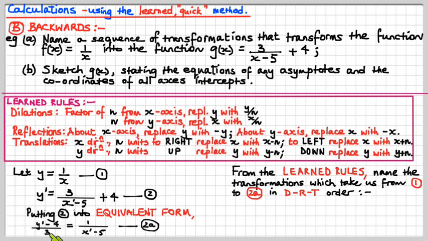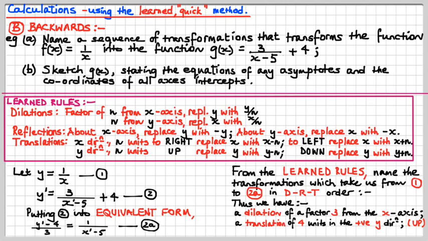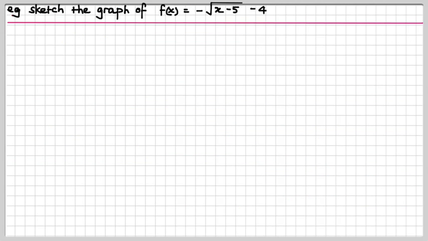There's no reflections. There's 2 translations: 4 units up and 5 units to the right. Yes, that's right. So dilation of 3 from the x-axis, and translation 4 units up and 5 units to the right. That was pretty easy, wasn't it? That's why people like Dr. T. Now, sketch the graph of that.